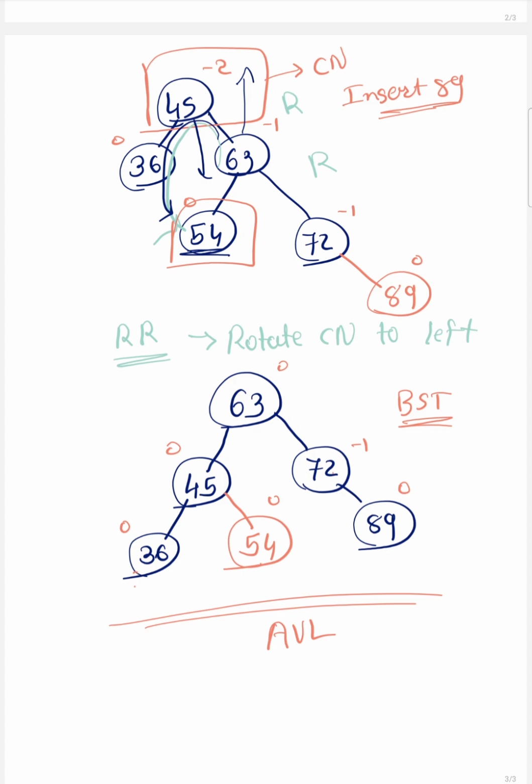Till then, you just practice this RR and LL rotation. So I hope you understood it.